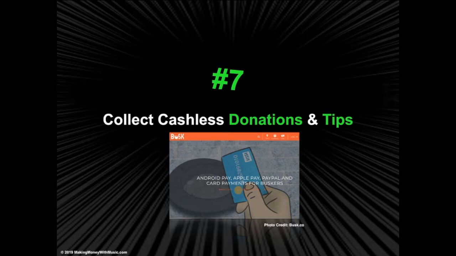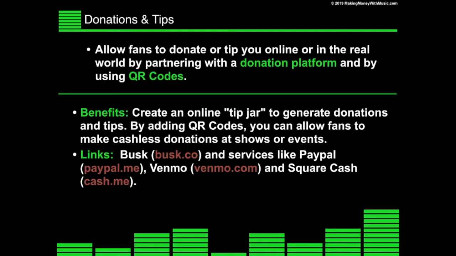Number 7, collect cashless donations and tips. More and more people are walking around with no cash in their wallets at all. And in order to handle this, there's lots and lots of services out there. Most of them are free. So you have things like PayPal Me, Venmo, Square Cash. All of these places don't cost anything.